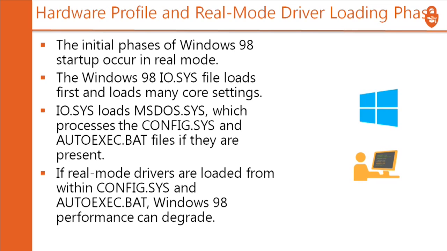We load that very first set of memory. We talked about that. Then it starts from the high memory and works its way down in the memory addressing. The Windows 98 IO.SYS file loads first and then loads many core settings. IO.SYS loads MSDOS.SYS, which processes the CONFIG.SYS and AUTOEXEC.BAT files if they are present. If real mode drivers are loaded within CONFIG.SYS and AUTOEXEC.BAT, Windows 98 performance can degrade because all that has already been loaded.